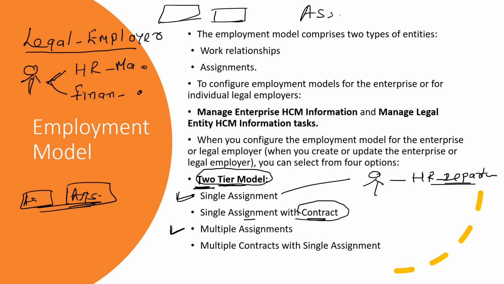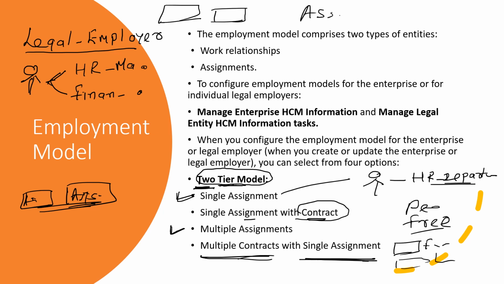Now then there is multiple contract with single assignment. Again, as I gave an example, I can have multiple contracts. For example, I am a permanent employee and I am also a freelancer. Most of the people are working as a freelance consultant as well. So for one particular time period, I may work for the finance department, or the legal department, or the IT department. So I will have multiple contracts.